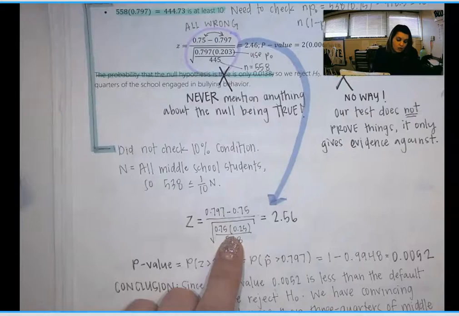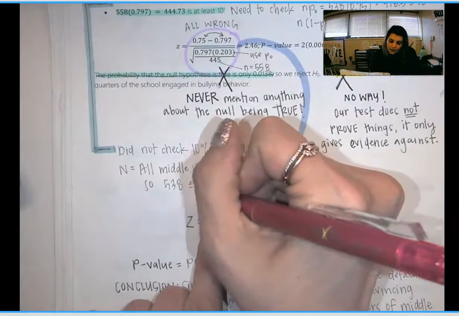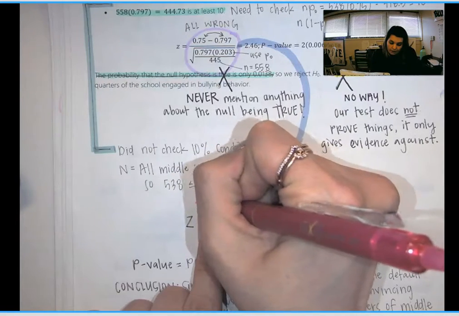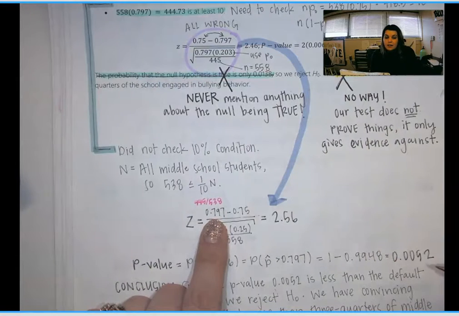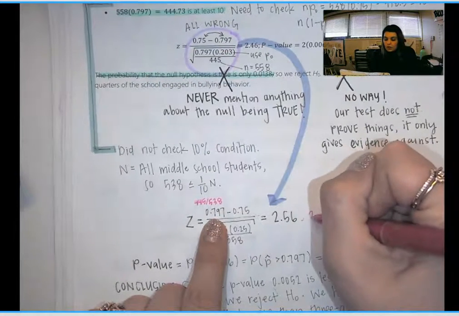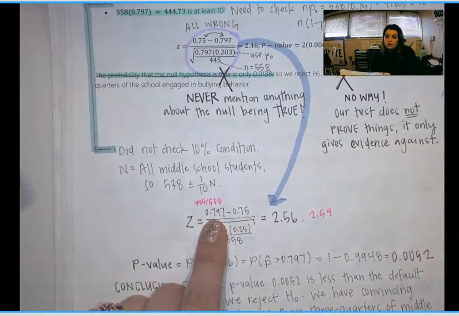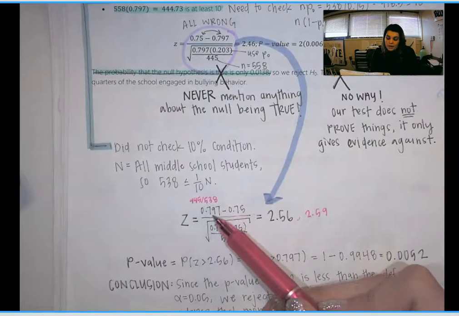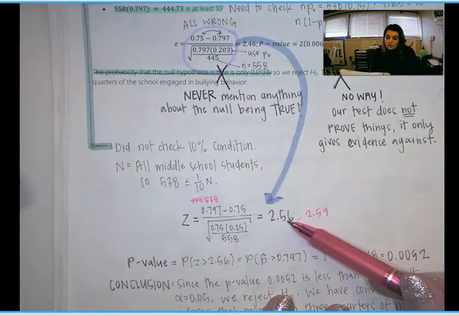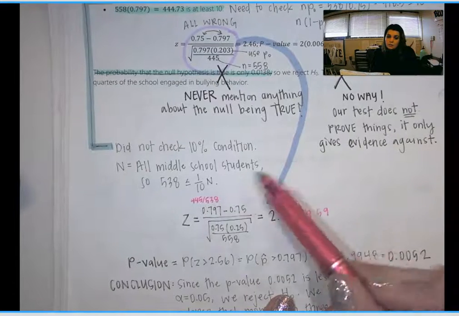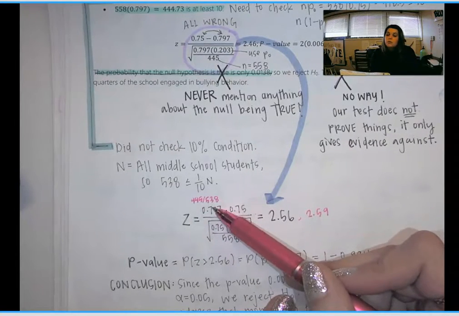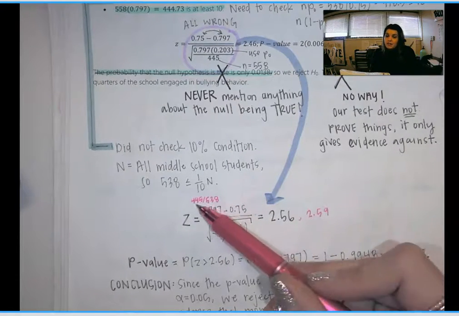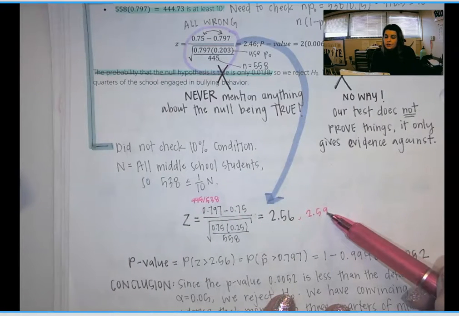One note, if you plugged in the actual fraction, so if you plugged in 445 out of 538 instead of 0.797, then you got a Z critical of 2.59. So if you estimated it as 0.797, your Z critical is 2.56. But if you used the actual proportion, 445 divided by 538, because this is more precise, your Z score is a little bit bigger.